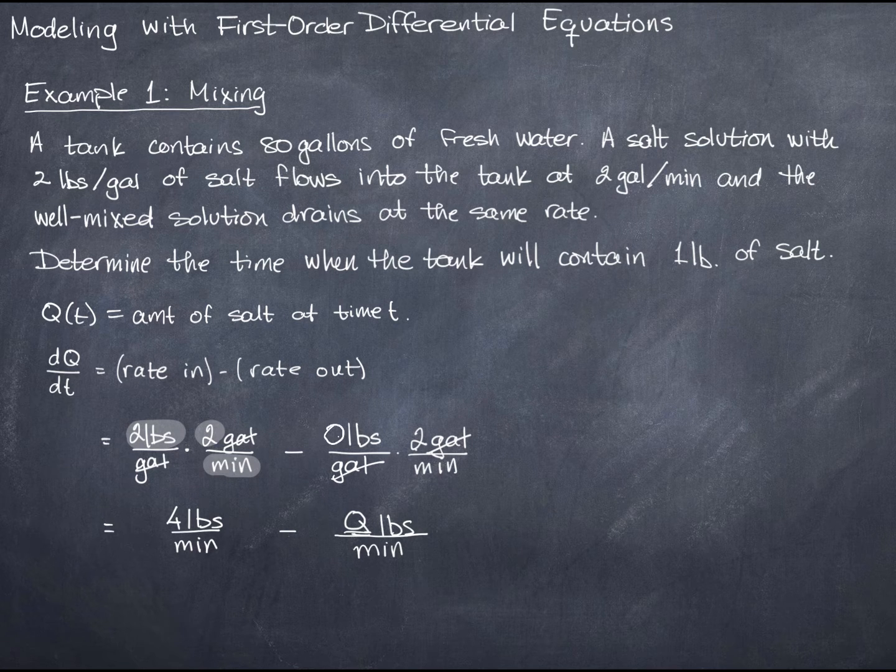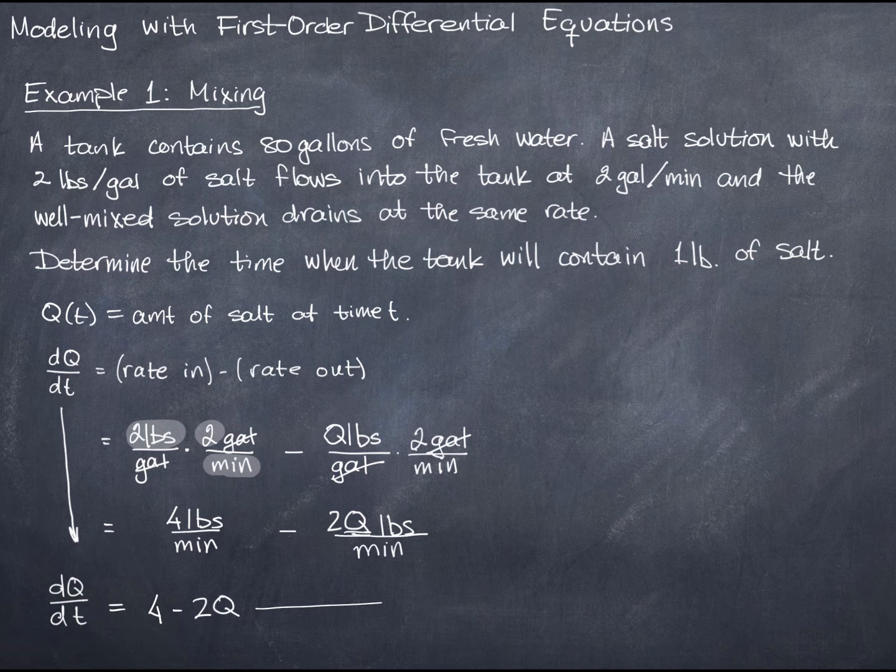And then when I cancel my units, I get Q pounds times 2, so 2Q pounds per minute. And I'll simplify this. This is going to be 4 minus 2Q, and of course our units will be pounds per minute. But this is dQ/dt, just as it was before. I've just been modifying my equation.